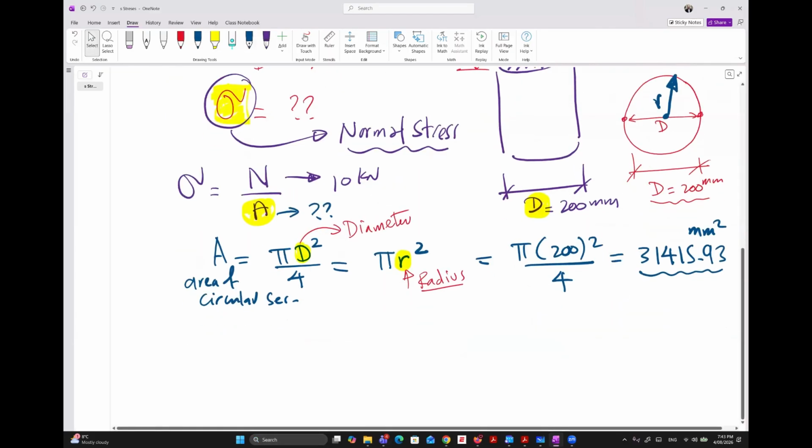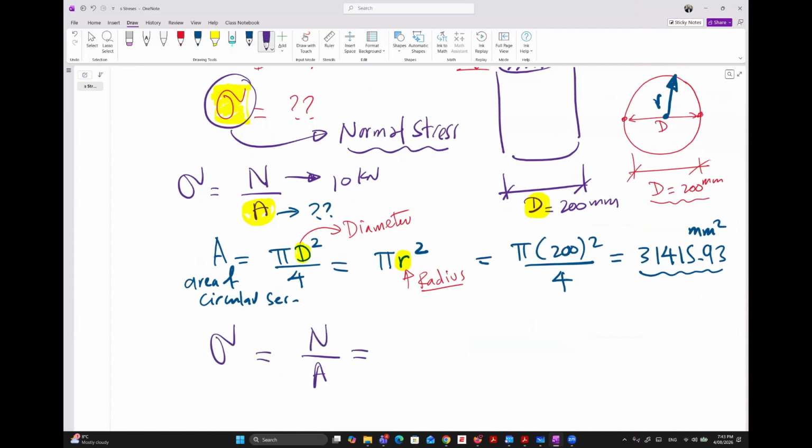Now the last step is to find sigma. So sigma equals N divided by A. A is already 31415.93. N is 10. So here is a small trick. The area is in millimeter squared, and usually in stresses, the unit should be Newton and millimeter. So if this is kilonewton, we need to convert from kilonewton to Newton.